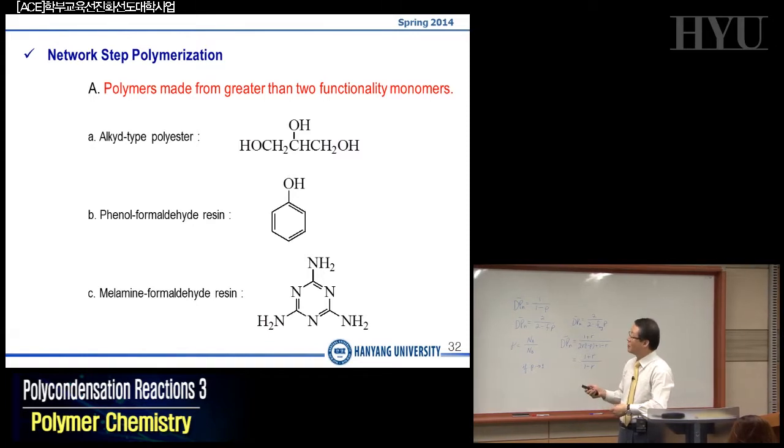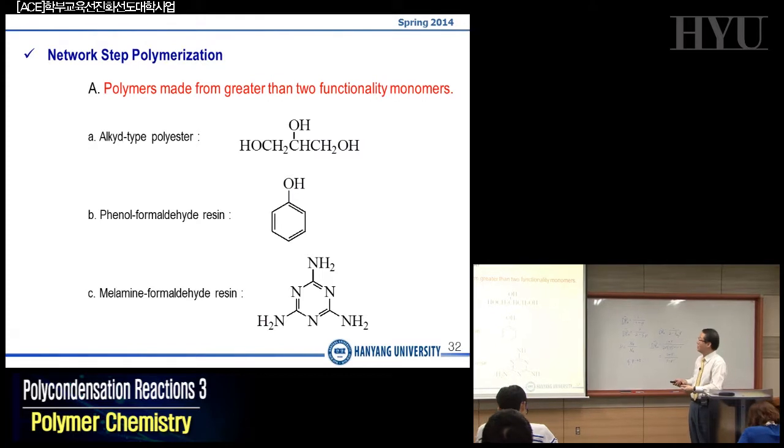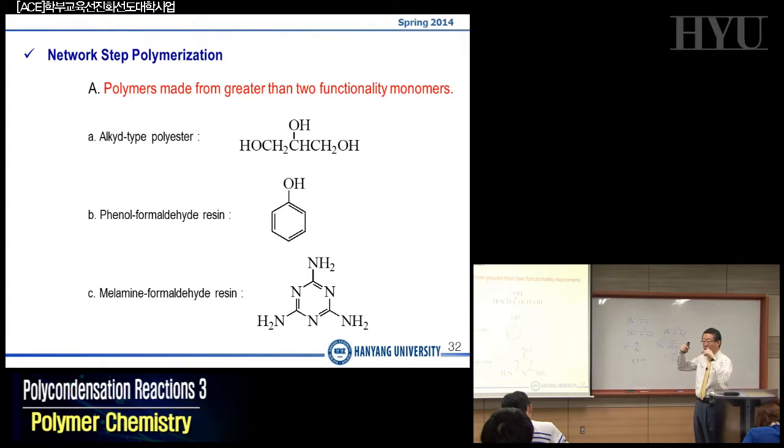Glycerol has 3 hydroxyl groups, so you have 3 functional groups in 1 monomer. And if you have glycerol reacting with a carboxylic acid, it will become a network polymer. We call this an alkyd type of polyester if you have glycerol in there. Phenol, as already mentioned, has 3 functional groups here because of the hydroxyl. The hydroxyl in the benzene ring will be an ortho-directing or para-directing functional group, so that you have 3 sites for your further reaction.